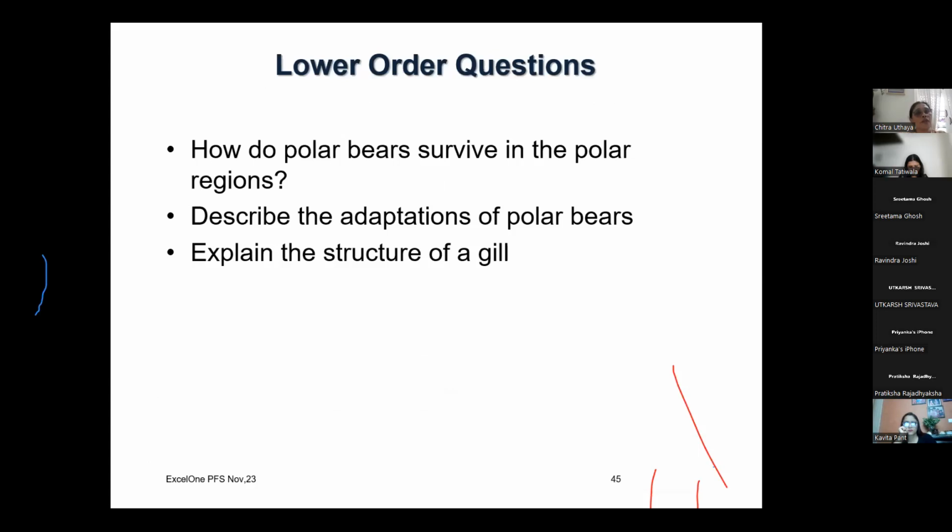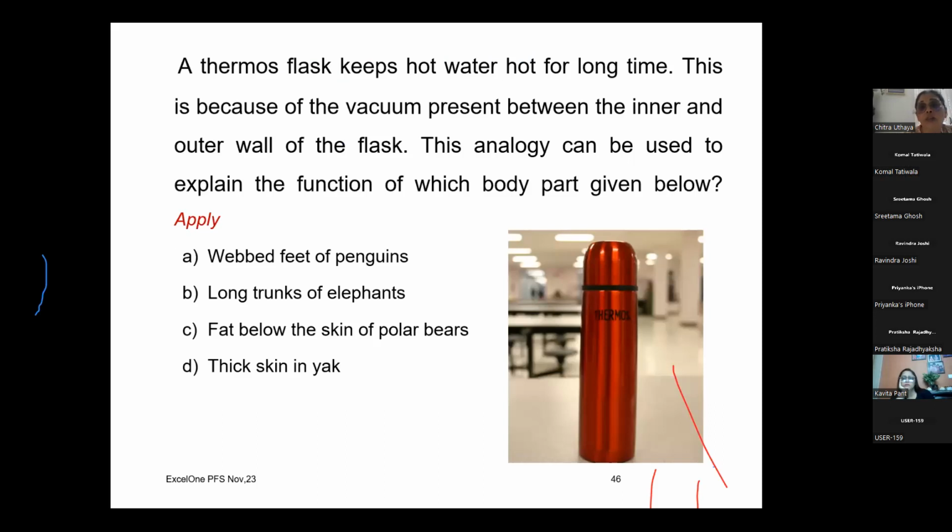Okay. Again, we look at some lower order questions. How do polar bears survive in polar regions? Describe adaptations of polar bears. Explain the structure of a gill, etc. Now, how do we change this into higher order questions? What we can do is also use analogies. If you remember in the beginning, I told you analogies is another strategy that we can use to actually craft good questions to turn lower order questions into higher order questions. So this is one way by which you can use analogy to actually ask a question.